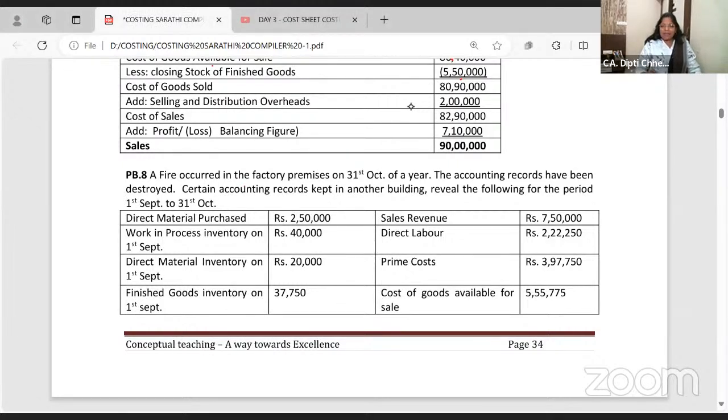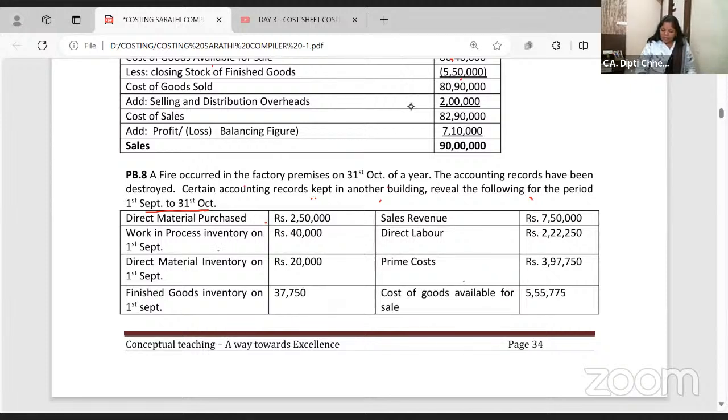A fire occurred. I'm doing it in notebook. You all also do. This is also a past exam question. A fire occurred in the factory premises on October. Accounting records have been destroyed. Certain other records were available from September to October. Okay. Direct material purchase, sale, work in progress, matlab all this is opening.